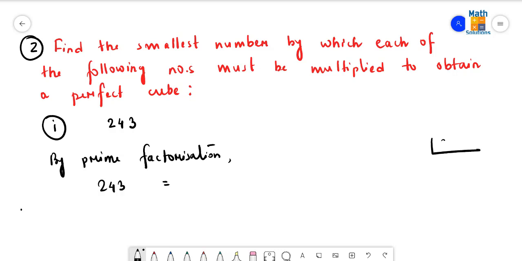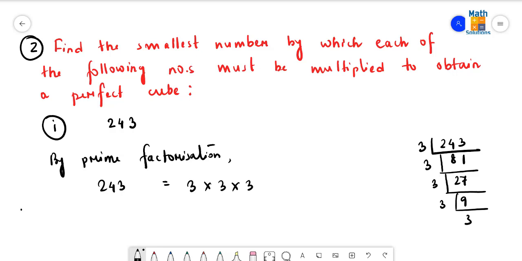243 divided by 3 is 81, by 3 again 27, then by 3 it is 9, then by 3, 3. I get here 5 3s. Out of this, 3 3s are grouped in 3s and 2 3s remain unarranged properly. So one more 3 is required for arranging it in the group of 3s.